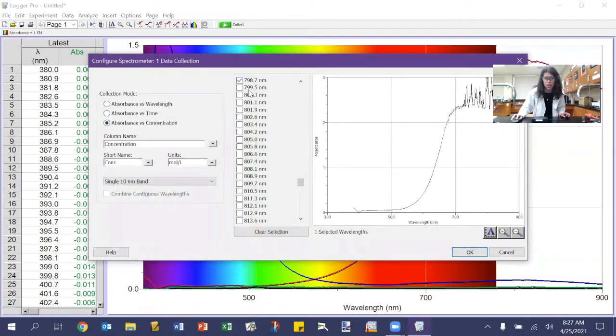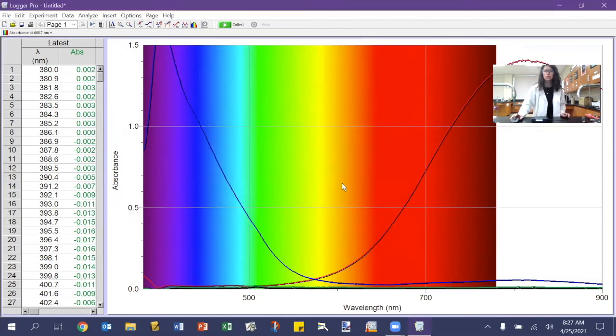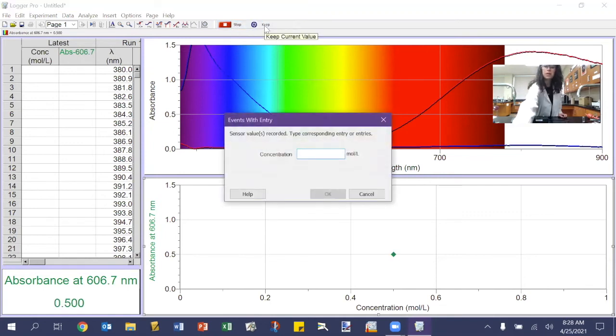Now, I don't want the 798 wavelength. I want to go down to around, like I said, somewhere around 600 or so, and then hit OK. All right, so this is my 0.4 molar solution. And so you can see the absorbance down here. I'm gonna hit collect and then keep and type in that it is 0.4 molar.